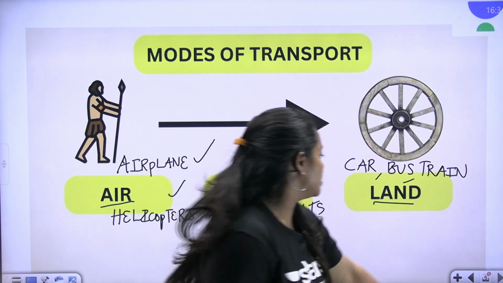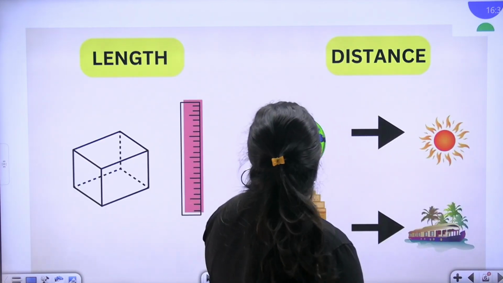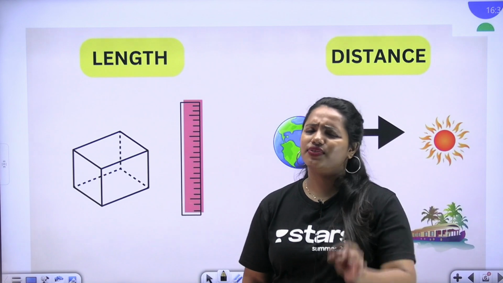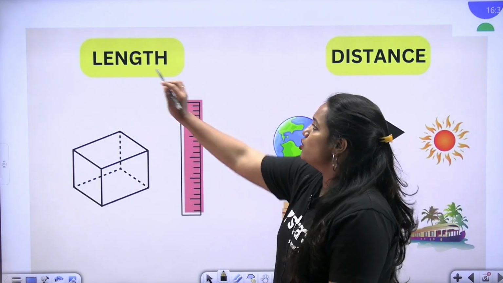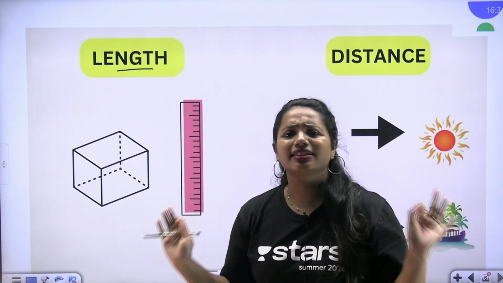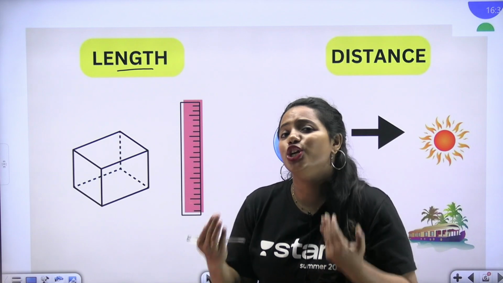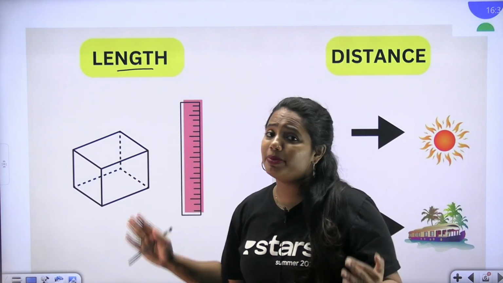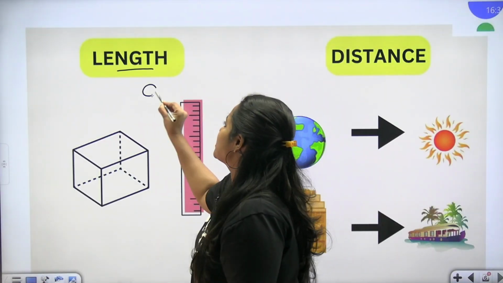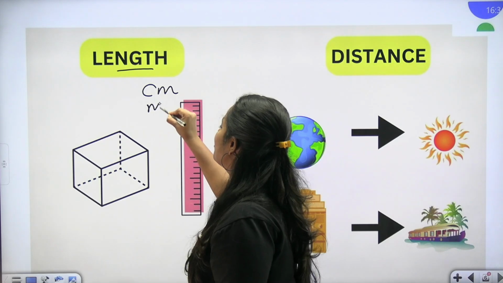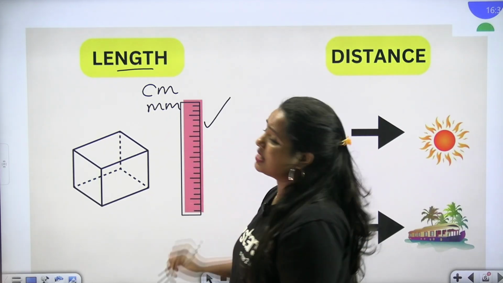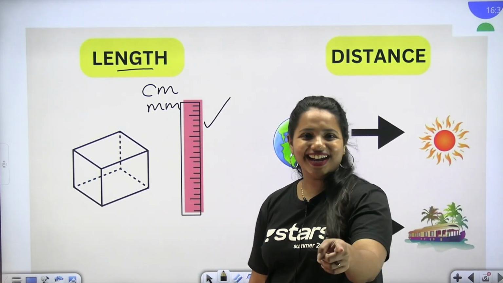And now we are moving towards the next one, and it's all about length and distance. It's a very, very simple and easy concept. So what is length? Length is nothing but a quantity that is basically used to measure the dimensions of an object. It can be expressed in centimeters or millimeters, and you can make use of a scale to measure the length of it, right? Yes.